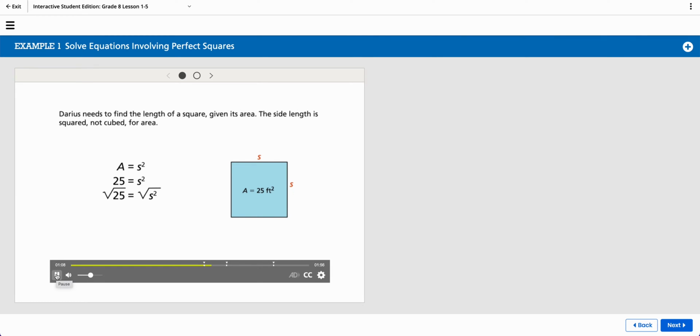Darius needs to find the length of a square, given its area. The side length is squared, not cubed for area.